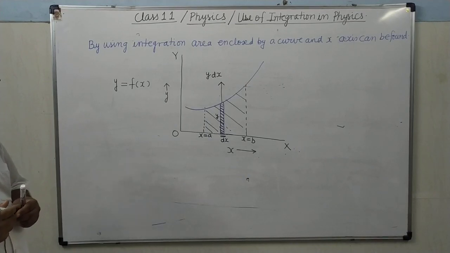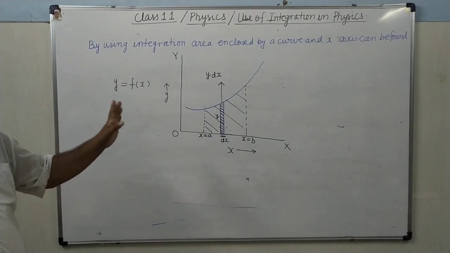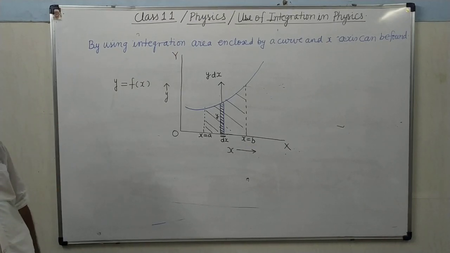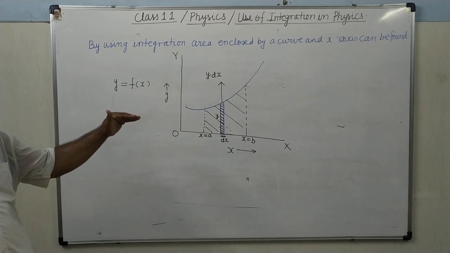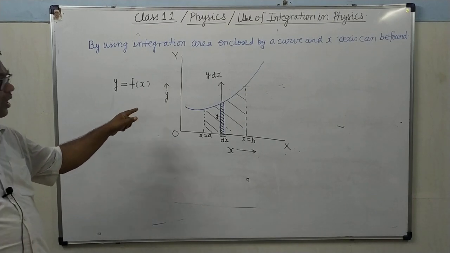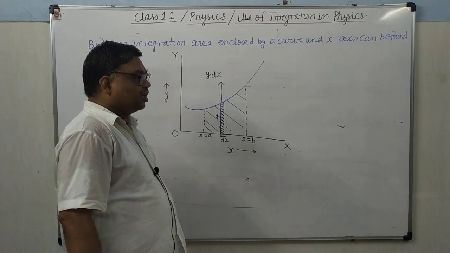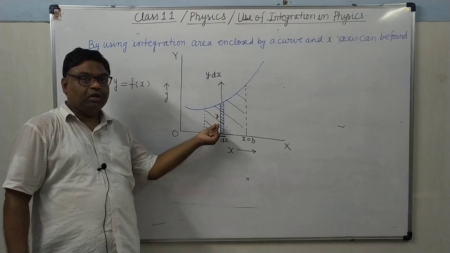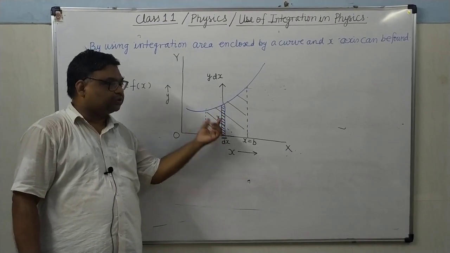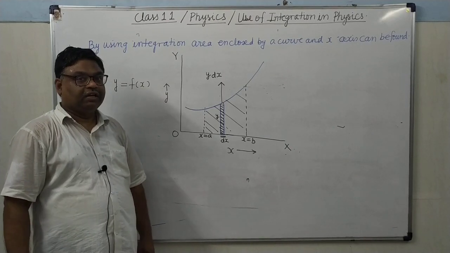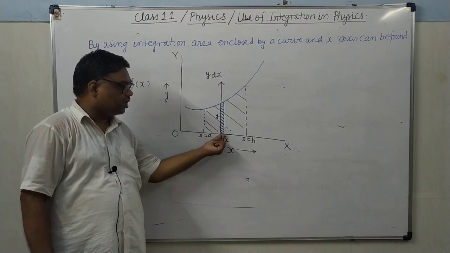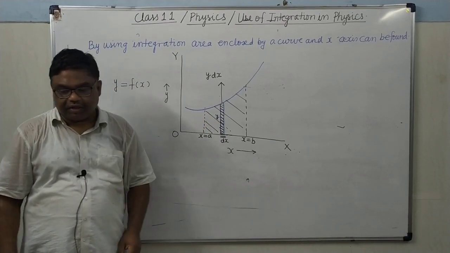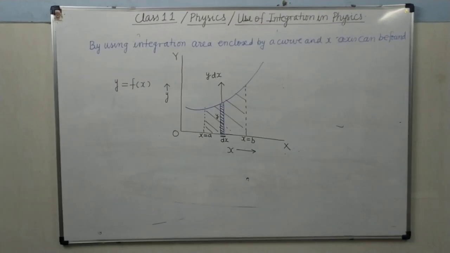Now you can see here, when the graph of y versus x is a curve, not a straight line, and you have to find the area under the curve, that is the area enclosed by the curve and the x-axis, how will you find that area? We will split the whole area into rectangular strips of infinitesimally small width. One such strip is shown here, whose width is dx. Since it is rectangular in shape, its area will be equal to y dx.